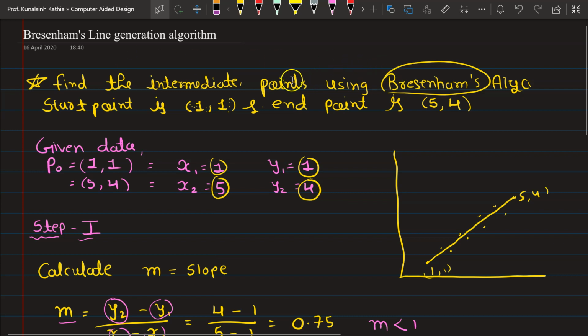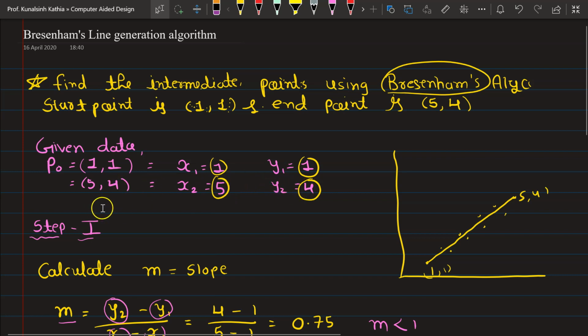In this Bresenham's algorithm numerical, we have to find the intermediate points using Bresenham's algorithm. The start point is given as 1 1 and the end point is 5 4. So I have just listed down this given data. P0 is 1 1 and the end point is 5 4. If you plot it on the graph, they are asking that between these points, if I want to generate a line, what will be the intermediate points? So this is the given data, right? x1 is 1 and y1 is 1, x2 is 5 and y2 is 4.